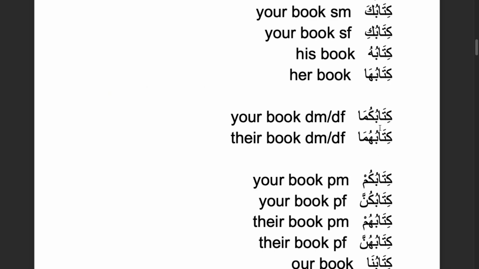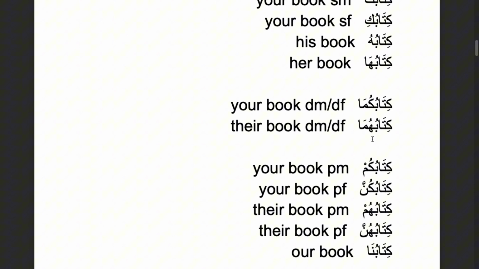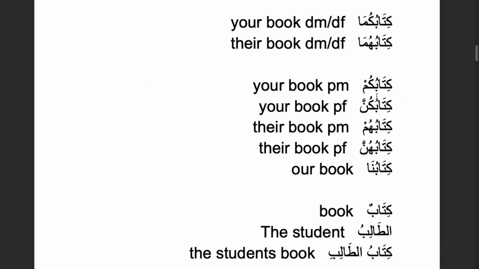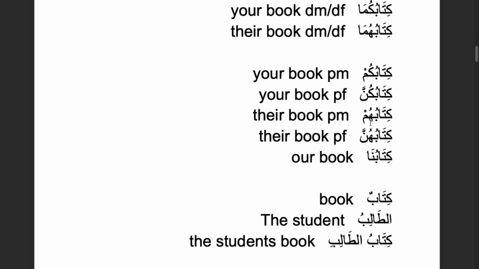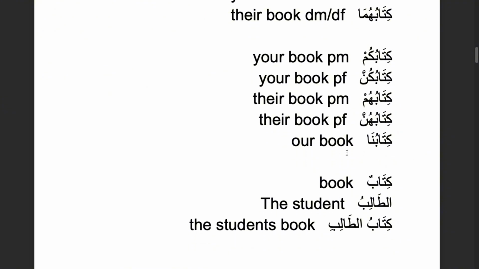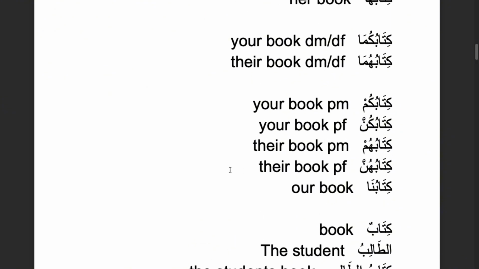Then we have kitabukuma, your book, dual male and dual female. Kitabuhuma, their book, dual male and dual female. And then we have the plural ones. Kitabukum, your book, plural male. Kitabukunna, your book, plural female. Kitabuhum, their book, plural male. Kitabuhunna, their book, plural female. And kitabuna, our book.